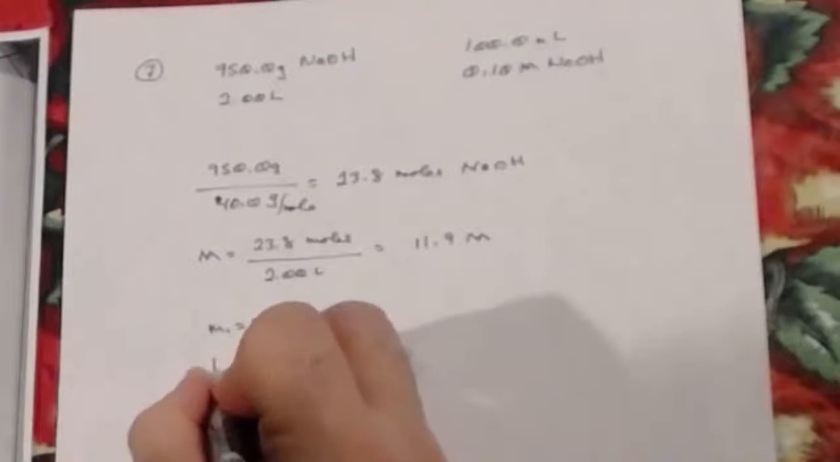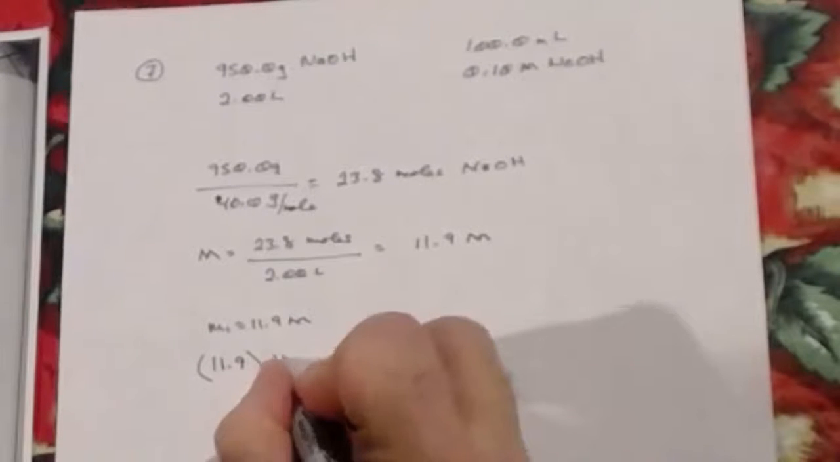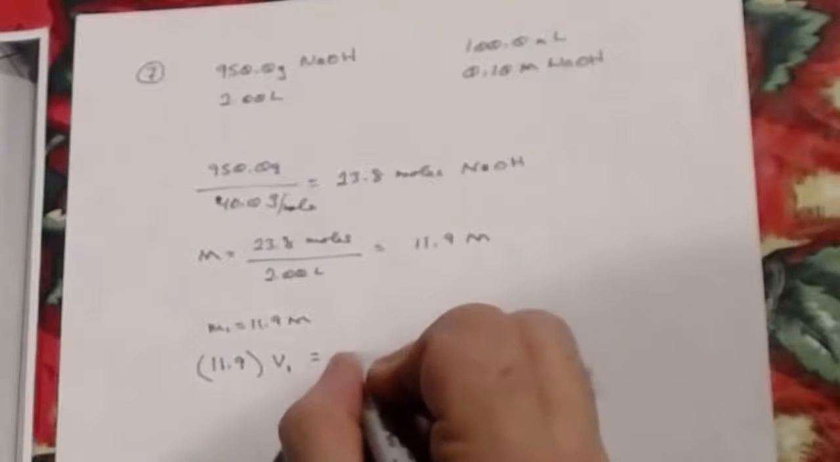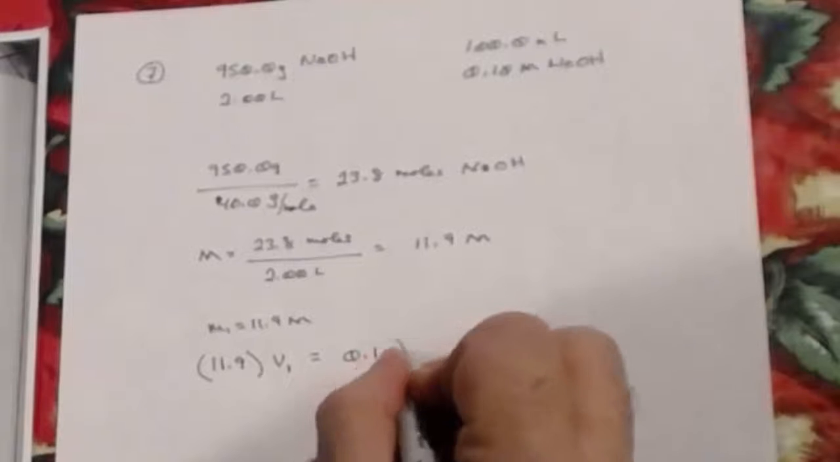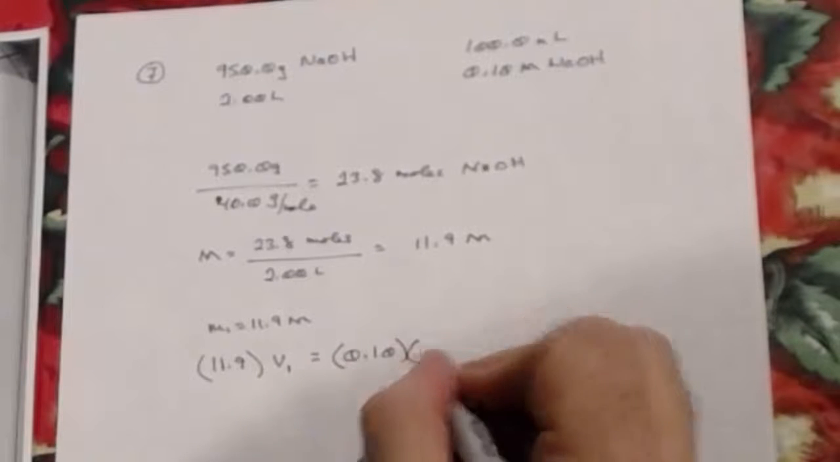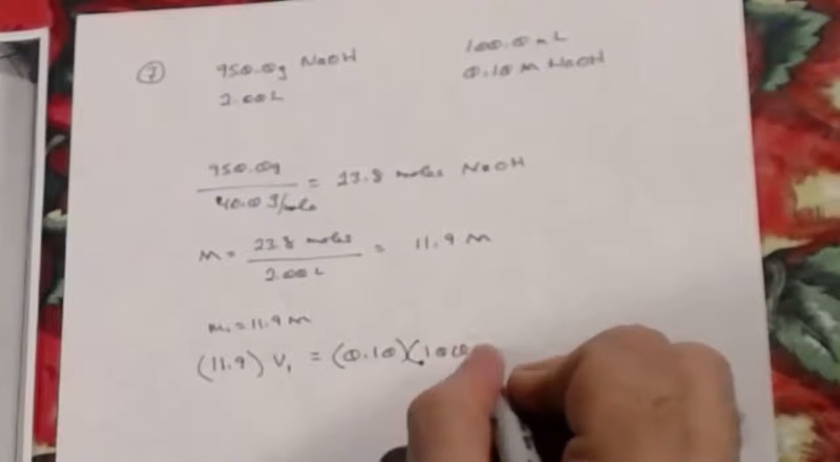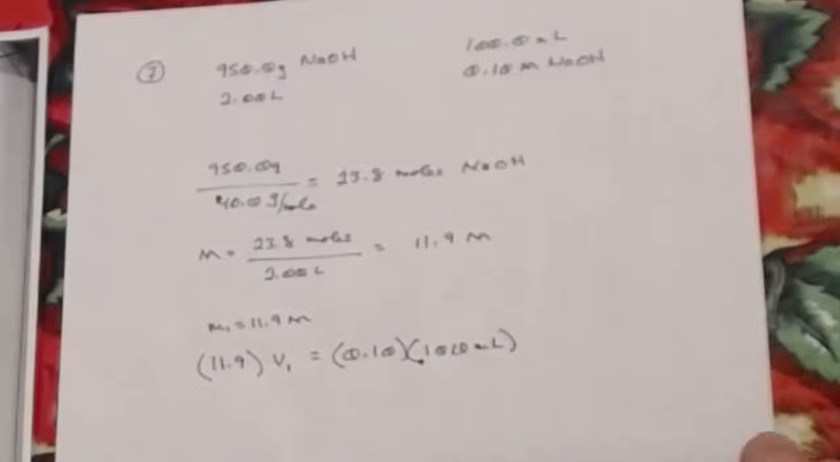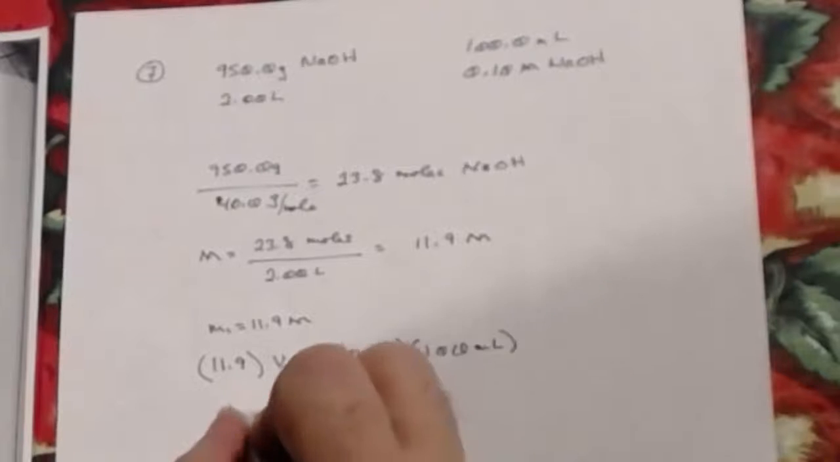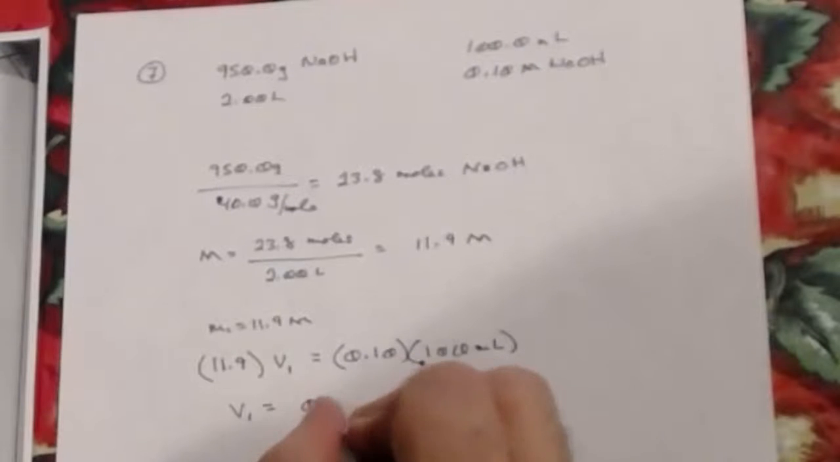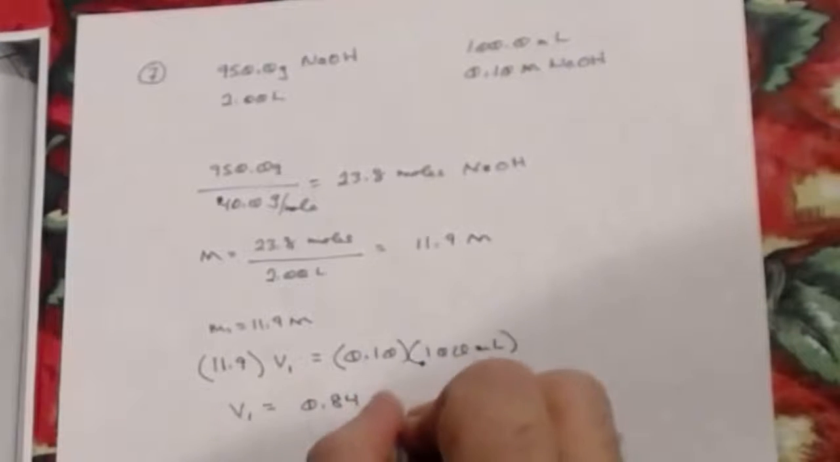So we know that M1V1 is 11.9 molarity, that's my M1, and my initial volume is going to be equal to my M2, which is going to be 0.10 molar, times my V2, the volume, and if I just go ahead and use 100 milliliters, now I know that my answer, my V1 over here, is going to be in milliliters as well. Solving for V1, that V1 comes out to be 0.84 milliliters.